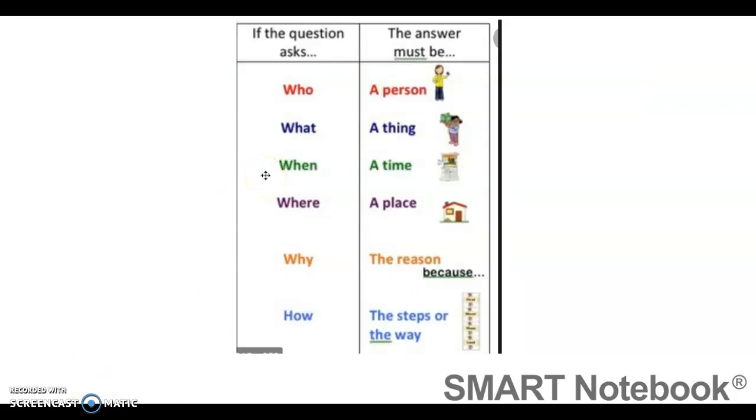Okay, and as you notice in our question and answer book, questions usually start with these words: who, what, when, where, why, and how. And if it's who, we know who is a person, what is a thing, when is a time, like when do they eat? That would be an important question. Where do they live? That's a place. Why do they eat certain things? And how.